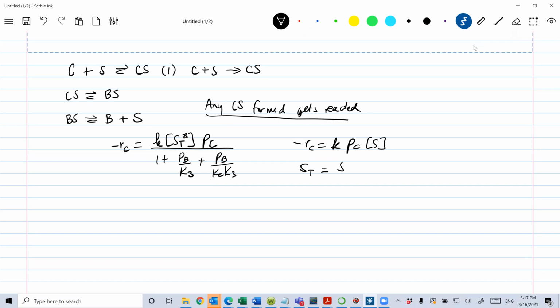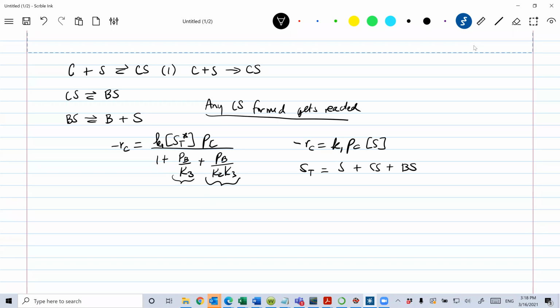So then your S total is this, right? Yeah. So you can use equilibrium to solve for CS and BS, and that's how you get these terms. Okay. How come you don't have to specify the lowercase k as K1? Oh yeah, that's what I meant. K1. Yeah.